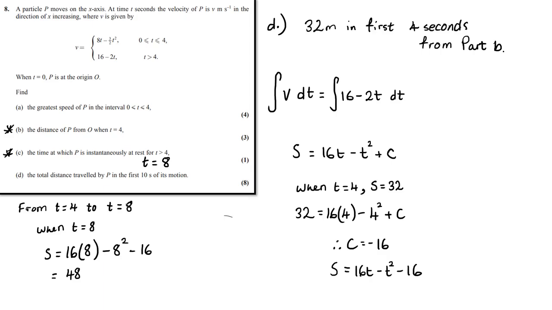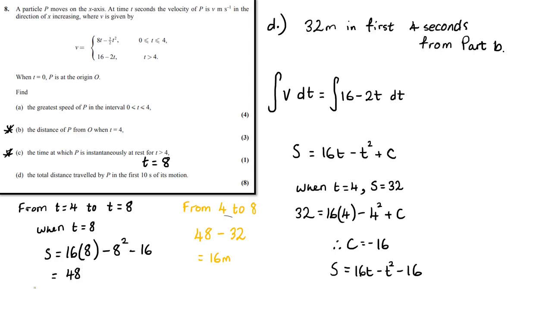So from 4 to 8, in a different pen color just to make it clear, that's going to be equal to 48 minus when t equals 4, which was 32. So 48 minus 32 gives us 16. So that's 16 meters. Between 4 and 8 seconds, it travels 16 meters. All we've got to consider now is what happens between 8 and 10 seconds.